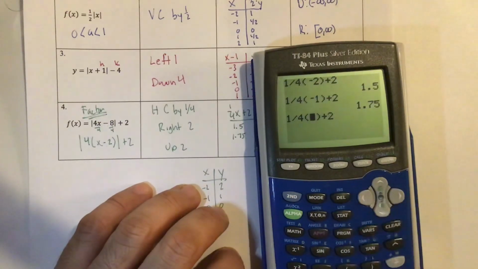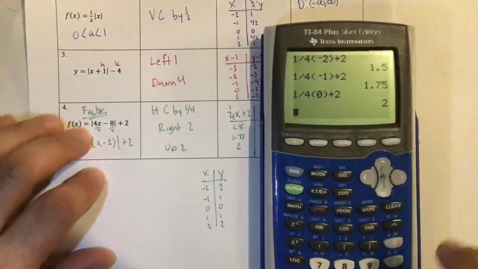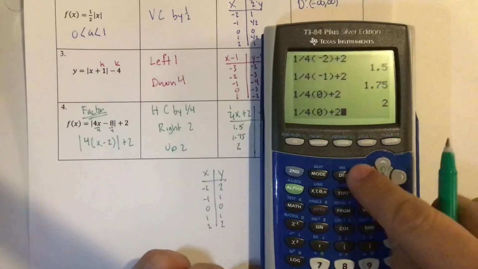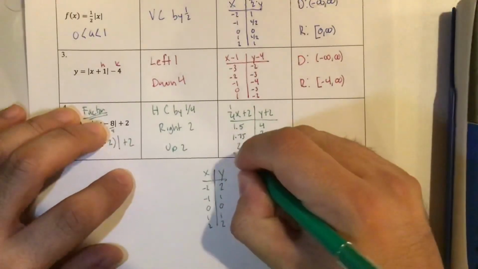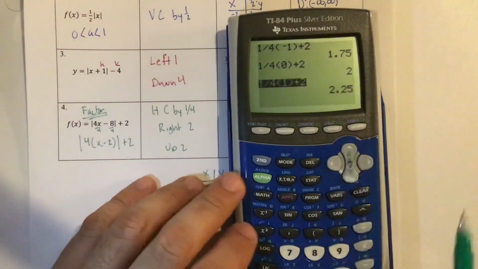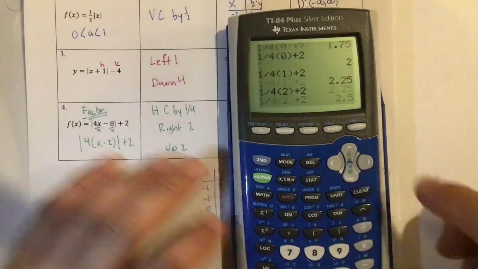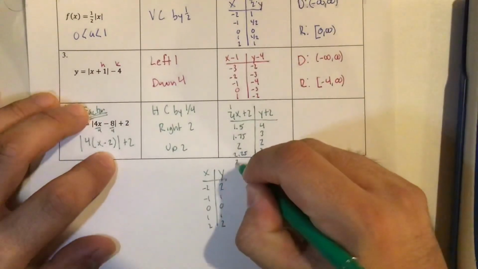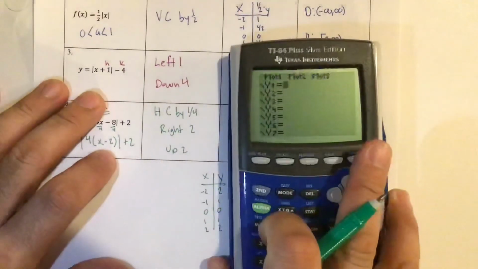I mean, should just be 2. And then we go to +1, which would be 2.25. And then we go to 2, which should be 2.5. All right, and there's my table. Now, just so you can see what it looks like when it's graphed.